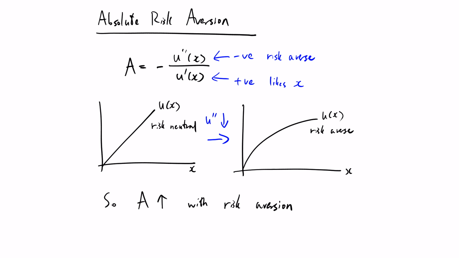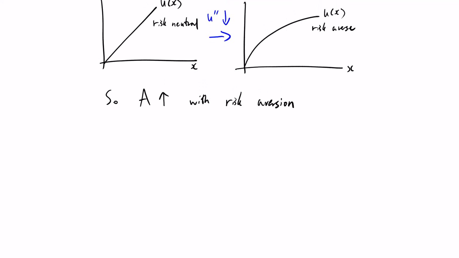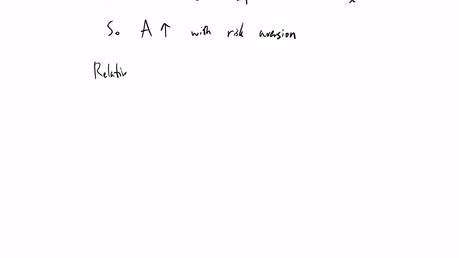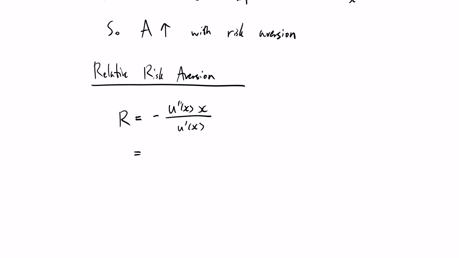So that's one measure. The second measure, the relative rate of risk aversion, is usually called R. It is the negative second derivative multiplied by X divided by the first derivative, and you can see that it really is just the absolute rate of risk aversion multiplied by X. By and large, it does exactly the same thing, because X is just going to be increasing with more X.